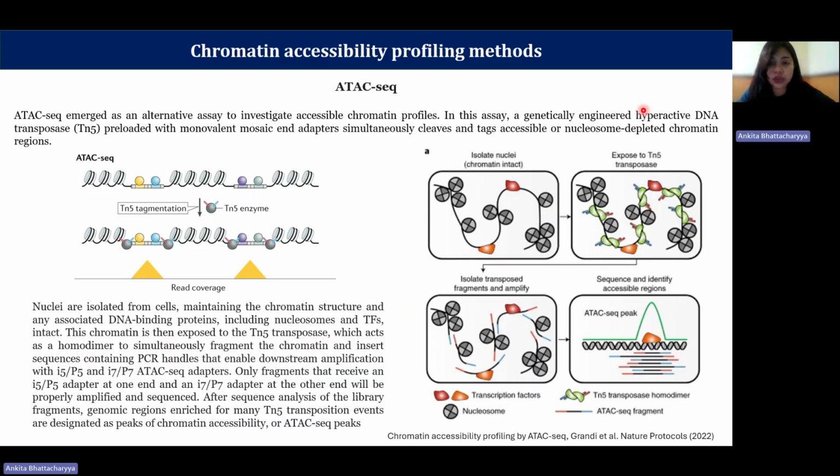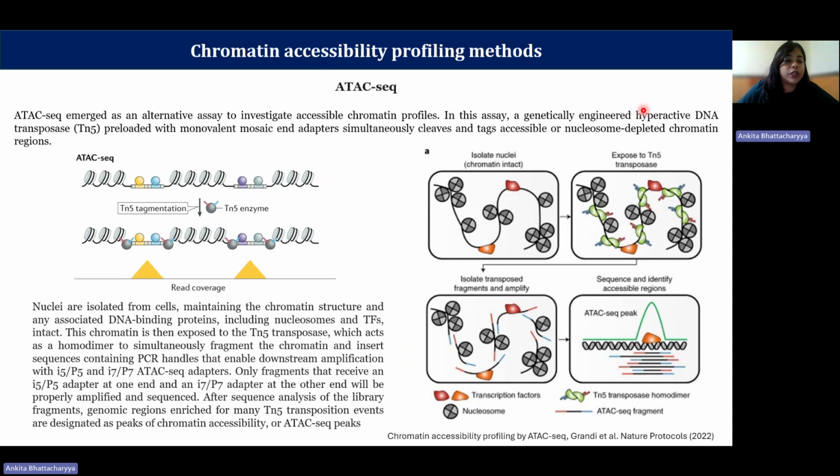Is the enzyme which is crucial for that process. And the transposase used for ATAC-seq is genetically engineered. It is a hyperactive transposase, TN5 transposase, that is preloaded with adapters that simultaneously cleave and tag regions where accessible, or nucleosome-cleaved, chromatin regions are present.